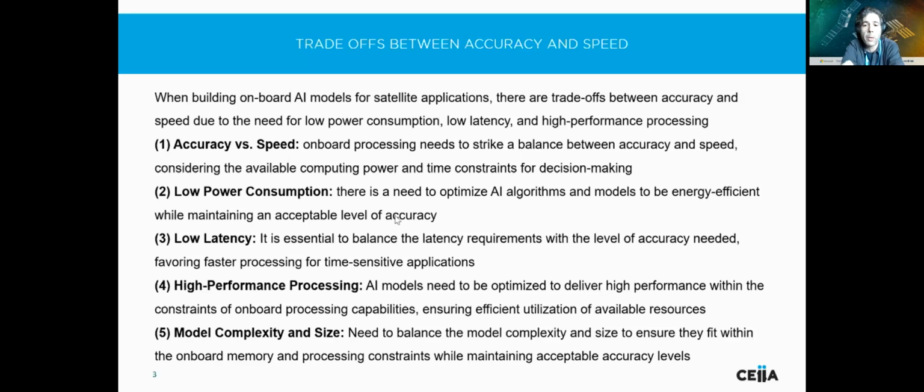AI models need to be optimized to deliver high performance within constraints of onboard processing capabilities. And finally, there's a need to balance the model complexity and size to ensure they fit within the onboard memory and processing constraints while maintaining acceptable accuracy levels.